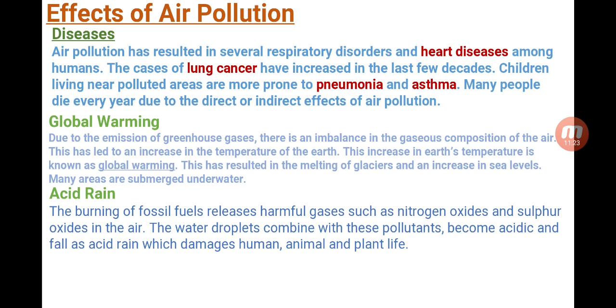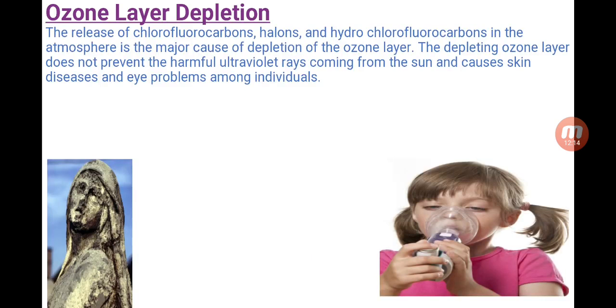Acid rain. The burning of fossil fuels releases harmful gases such as nitrogen oxide and sulfur oxide in the air. The water droplets combine with these pollutants, become acidic, and fall as acid rain, which damages humans, animals, plants, etc. Yes, my dear students, sulfur dioxide and nitrogen oxide react with oxygen and water vapor, water droplets, and they produce acids, sulfurous acid and nitrous acid, and once they start coming to the earth's surface along with the water molecules, they are called acid rain. You can see how acid rain damages the statue of a lady.